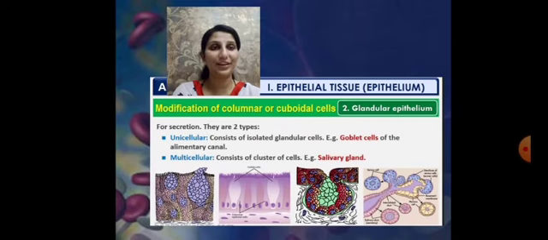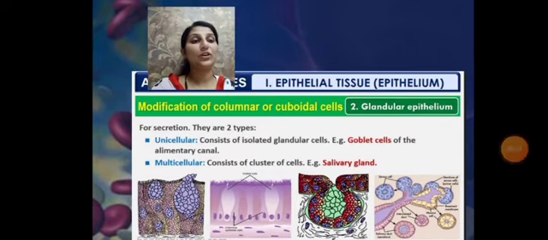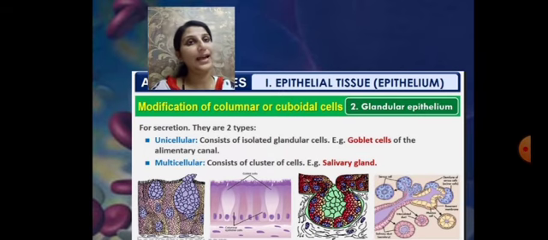The next type of modification is glandular epithelium, the presence of glands in the columnar or cuboidal cells. There are two types of glandular epithelium. The first type is unicellular and the second type is multicellular. As the names suggest, one is made up of a single cell and the other of multiple cells. Unicellular examples are the goblet cells, because they are made up of isolated glandular cells.